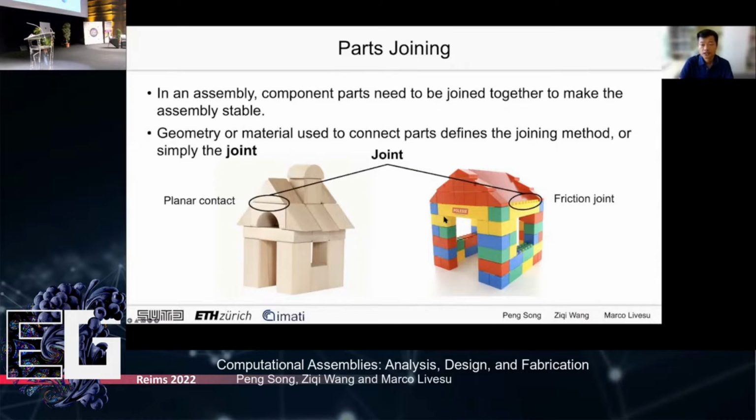It is because they use different joining methods. In the wooden house, parts simply stack on one another with planar contacts, while parts in the Lego house are connected by friction joints. We call this geometry of material used to connect parts joints.